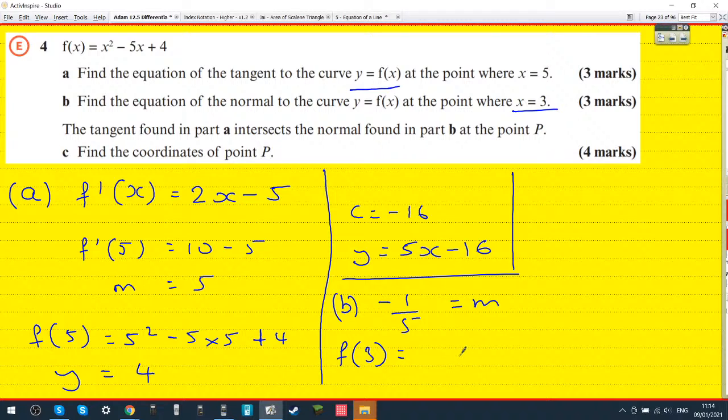For part B, what is x? Oh. So it'll be 3. Yeah. 3 squared minus 5 times 3 plus 4. Is it minus 2? Looks good.